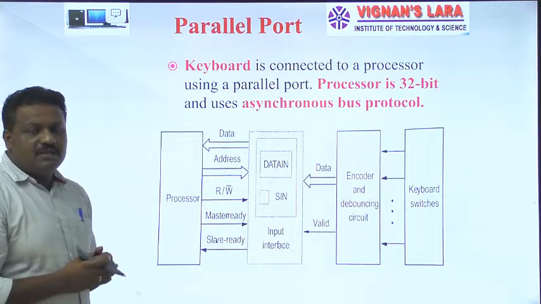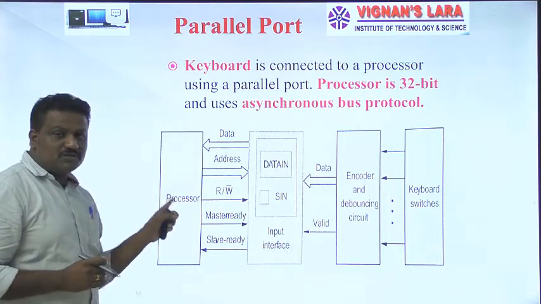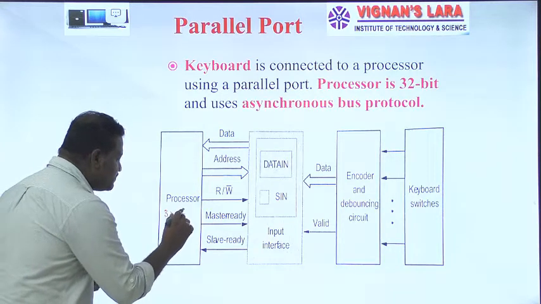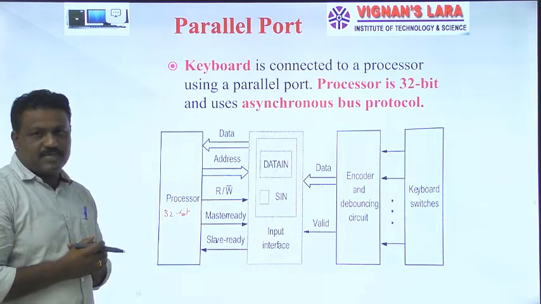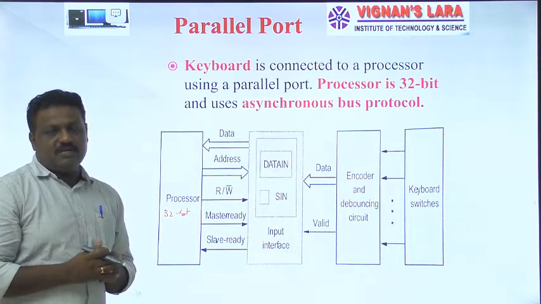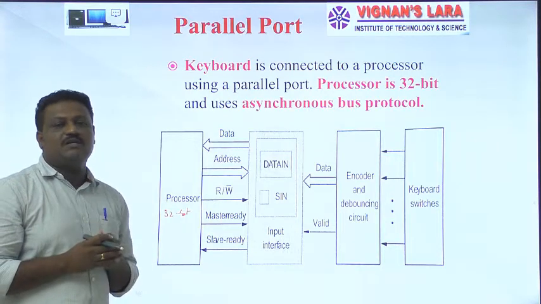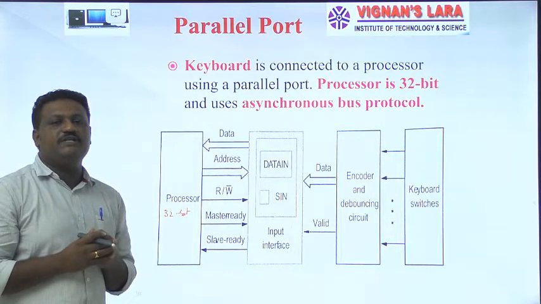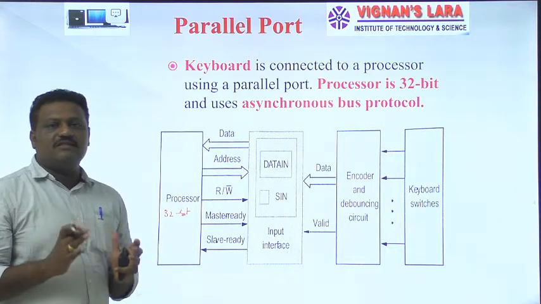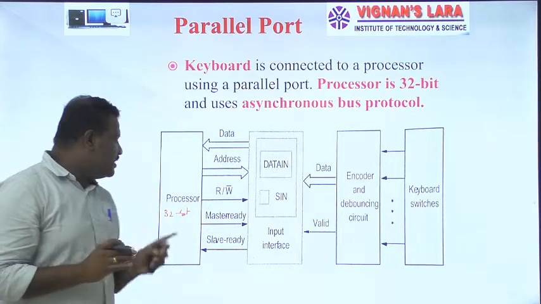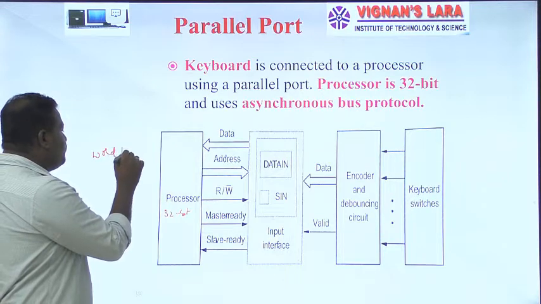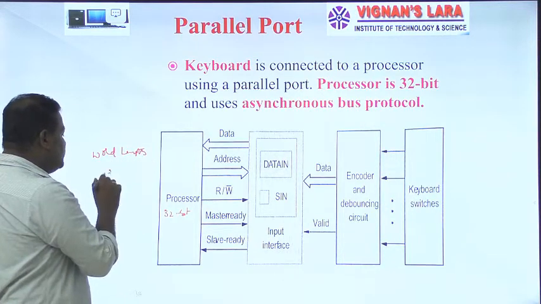Coming to this, my assumption about the processor here is that this processor is a 32-bit processor. This is the first thing you have to remember. That means this processor has 32 data links. This processor can communicate with external devices with the help of 32 data links. And one more thing, this processor can process 32 bits at a time. That means the word length of this processor is 32 bits.